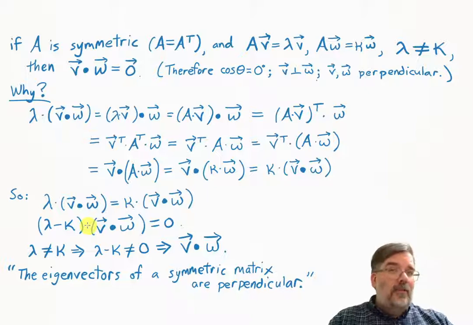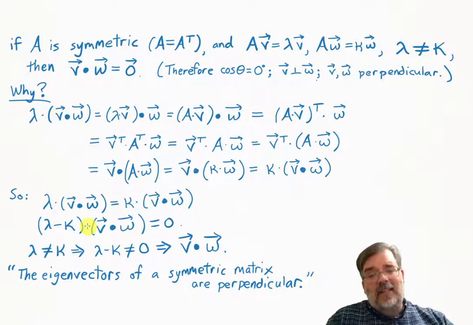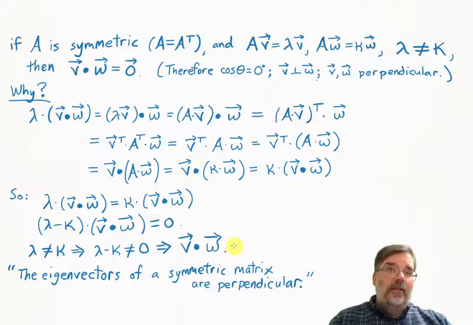But if the product of two things is equal to 0, that means one of those things needs to be equal to 0. And remember we said that lambda and kappa are different. Since lambda is not equal to kappa, lambda minus kappa is not equal to 0. This first term is not equal to 0. That implies that the dot product, I forgot to write the punchline, the dot product must be equal to 0. There should be a little equals 0 here.